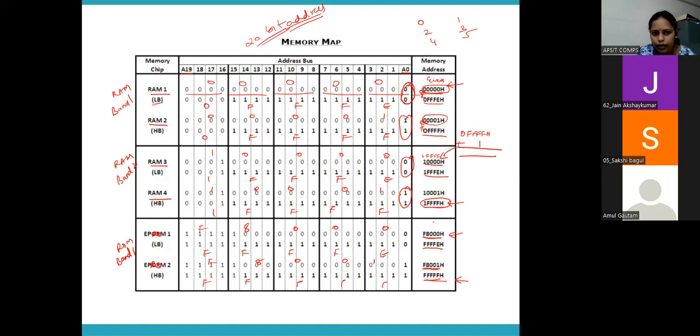Similarly, for RAM 3 and 4, you can observe. For the lower bank A0 is 0, and for the higher bank it is 1. It is the same for EEPROM: in the lower bank 0, in the higher bank 1. So A0 is not involved in selecting a location. A0 is involved in selecting a particular bank only. Keep that point in your mind. So till here, I hope it is clear to everybody.